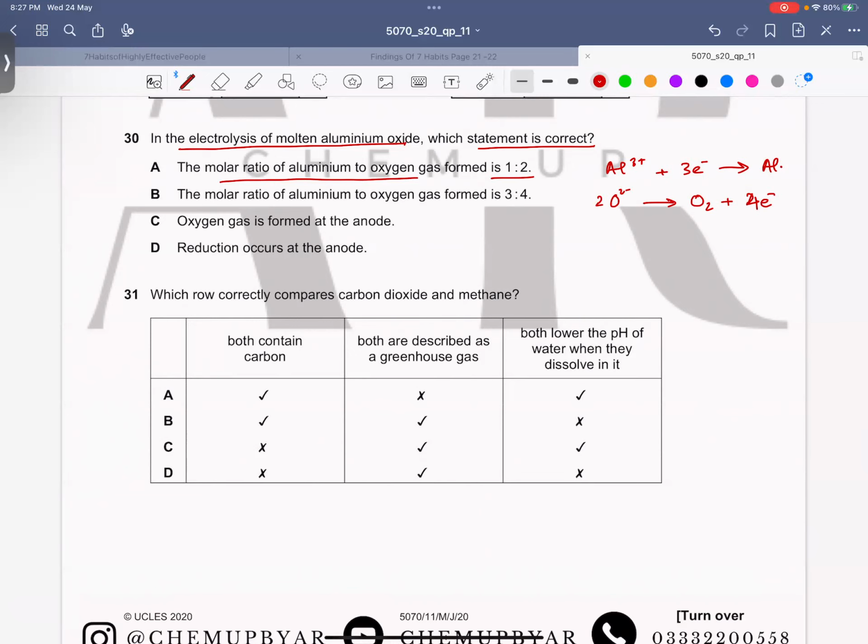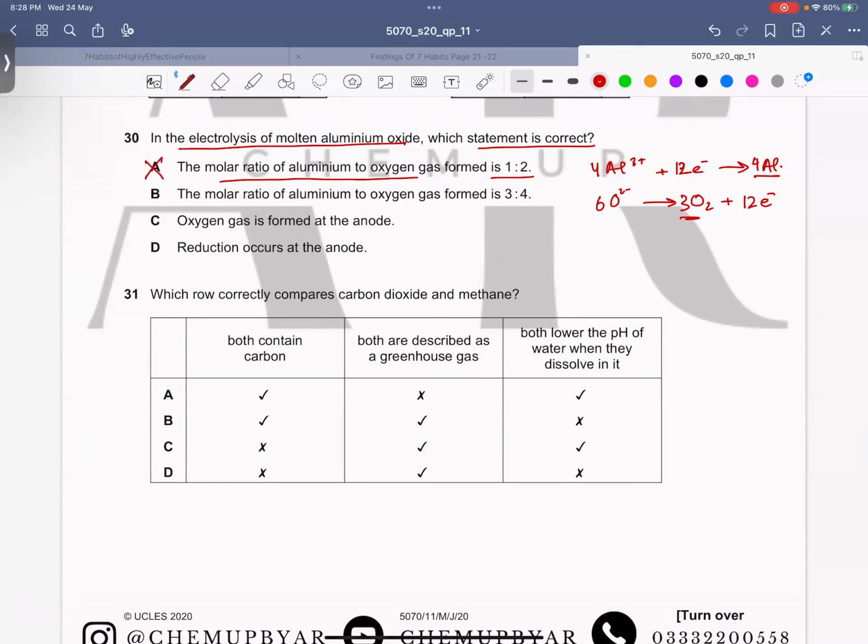So see, there are 3 and 4. You have to balance it. To balance it, you have to make it times 4. So 4 aluminium, then there would be 12 electrons and 4 aluminium metal would form. And you have to multiply this with 3. So 3 times 2, 6, and 3 times 4, 12. So see, 4:3, no, not 1:2. You have to balance the electrons in both the equations, then you will be able to get the correct ratio. See, the ratio of the aluminium to oxygen is 4:3, not 1:2.